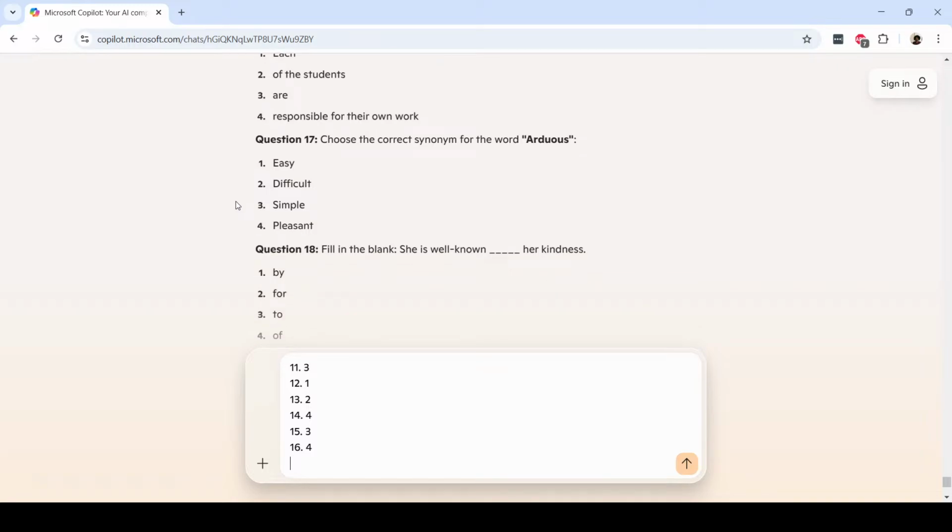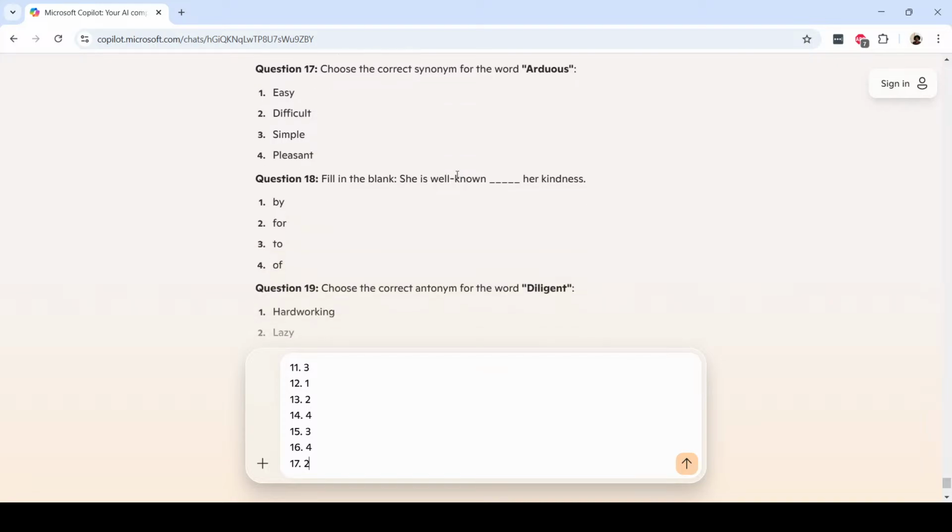Choose the correct synonym for arduous. Truly speaking, I don't know, but we need to give the synonym. So easy and simple and pleasant are in a similar context. So difficult is the only option, which looks the same as the answer to the question. So difficult, yeah. Fill in the blank. C is well known for. That's straightforward.